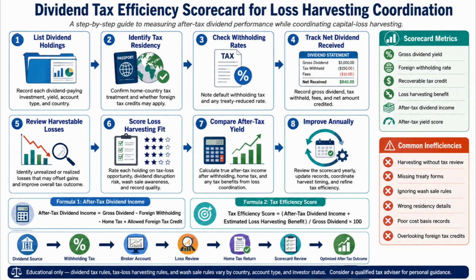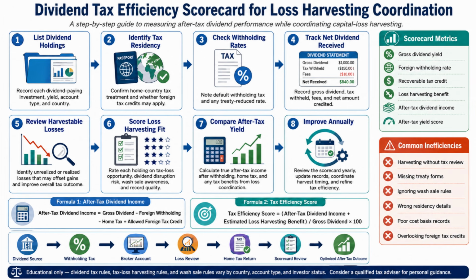So, the full process begins with the dividend source. Then withholding tax may be deducted. After that, the dividend reaches the broker account. Next, losses are reviewed, the home tax return is prepared, the scorecard is checked, and the final goal is an optimized after-tax outcome.